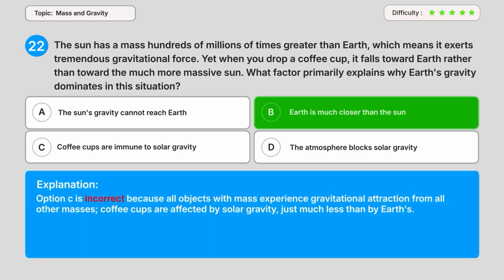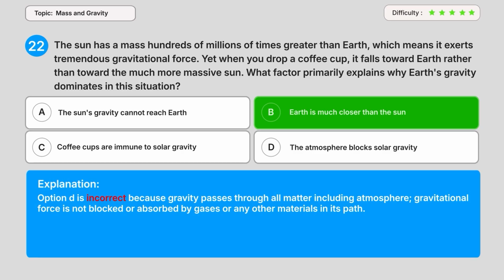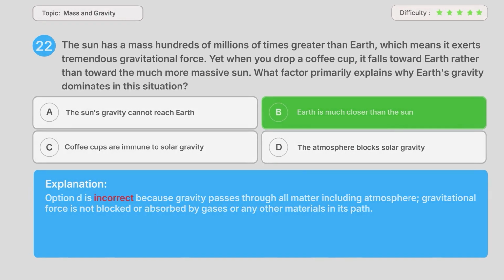Option C is incorrect because all objects with mass experience gravitational attraction from all other masses. Coffee cups are affected by solar gravity, just much less than by Earth's. Option D is incorrect because gravity passes through all matter, including atmosphere. Gravitational force is not blocked or absorbed by gases or any other materials in its path.